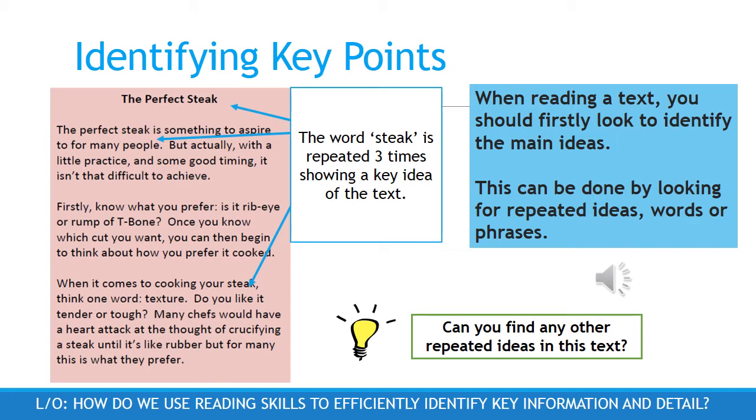One that I thought was about the idea of cooking. So in the second paragraph, you've got cooked, the final word. You can begin to think about how you prefer it cooked. Then in the first line of the third paragraph, you've got cooking. And then you've got other words which could be connected: crucifying, rubber, texture, tender, tough. All of those words are to do with cooking. You may not have picked those up, but when you're skimming and scanning, it's something you can look for.